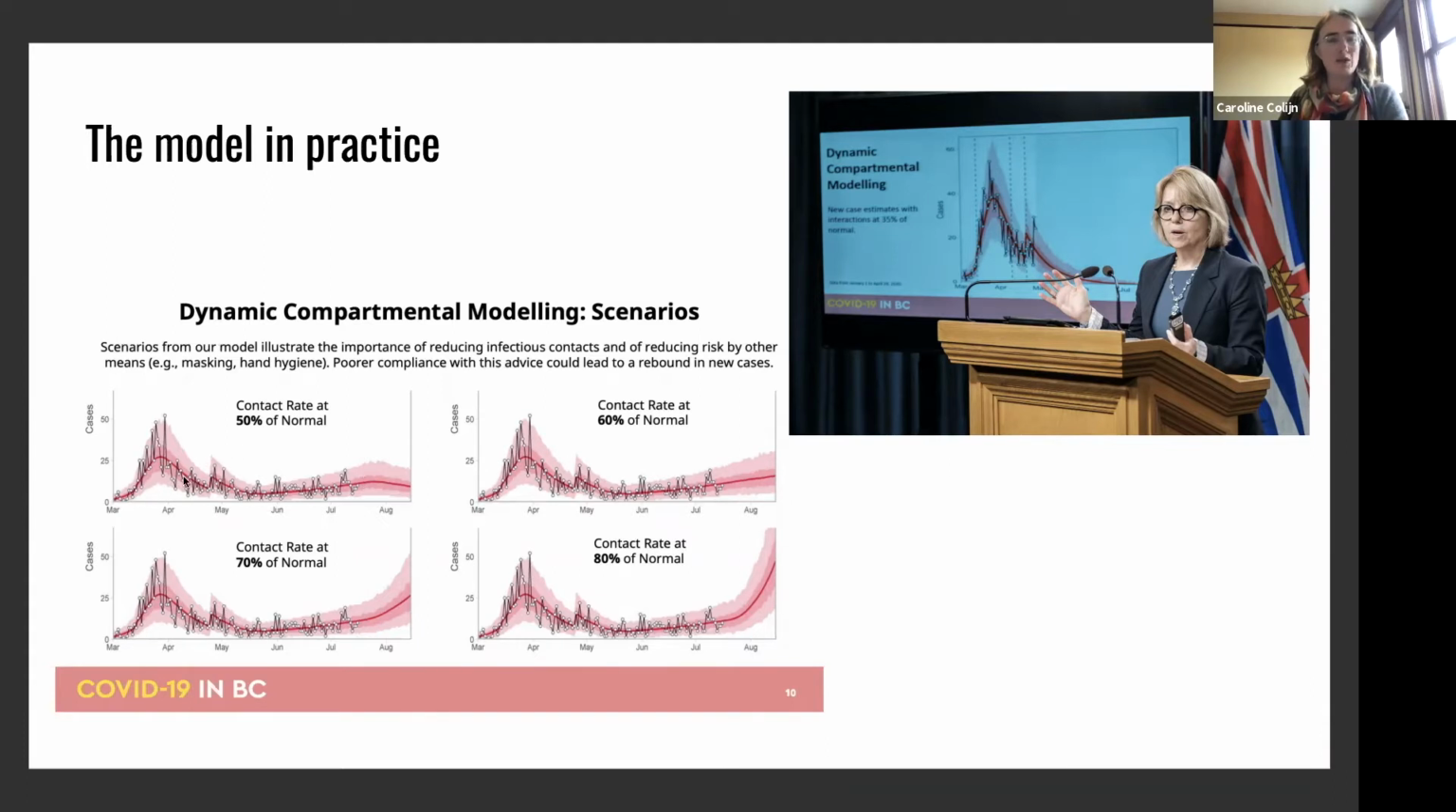But it allows us to make these kind of contextualized pictures that show the data. At this point here was a jump in testing. They widened the testing rule to allow anyone with symptoms to be tested. That was early on, about a year ago, and so on. Okay, so there's the model, Bonnie Henry.